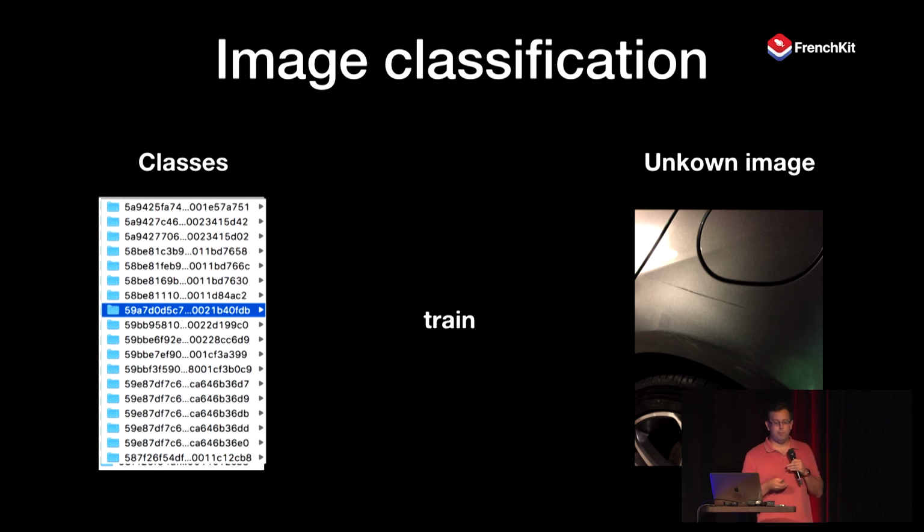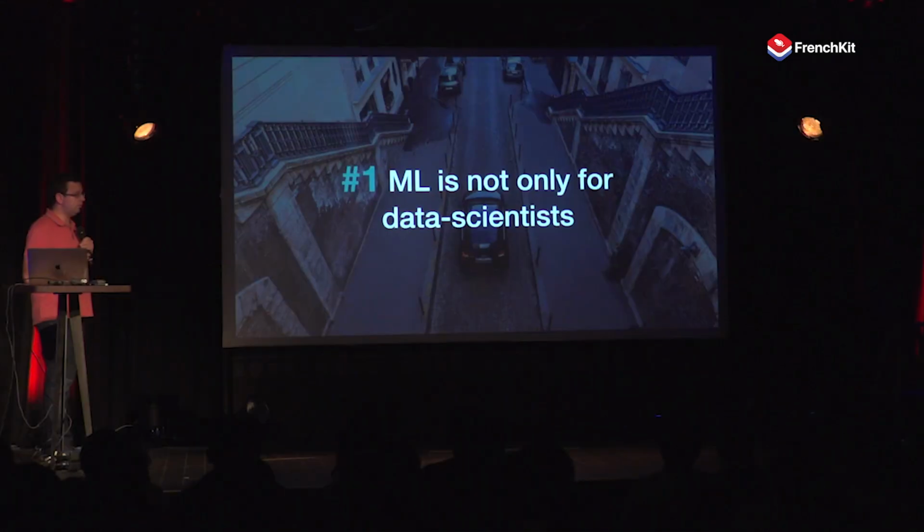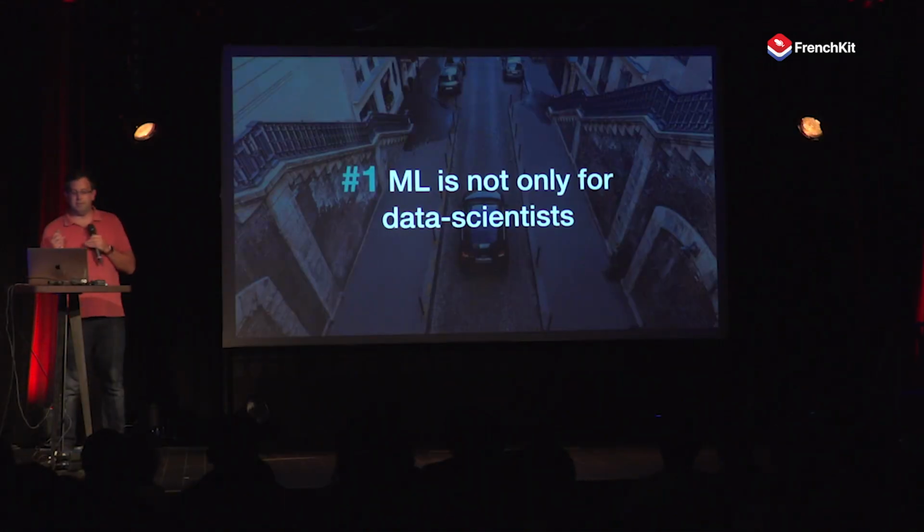And one more point is that the machine learning model doesn't choose just one folder. It orders all the folders by probability, and the sum of probability is 100% every time. So the first point is machine learning is not just for data scientists. Today, with CreateML, it is as easy as a drag and drop.